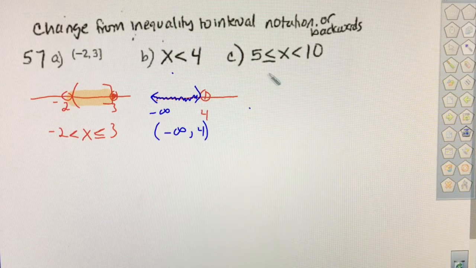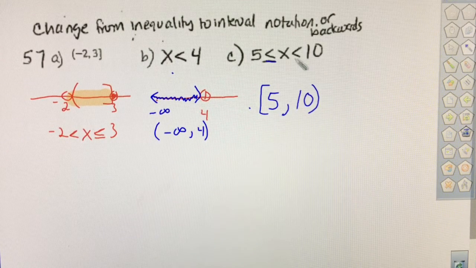Interval notation, I can jump right to it, it's the stuff between 5 and 10, so I'm going to start at 5, include it, because it has a line under it, and I'm going to end at 10, and I'm going to exclude it, because it does not have a line under it.